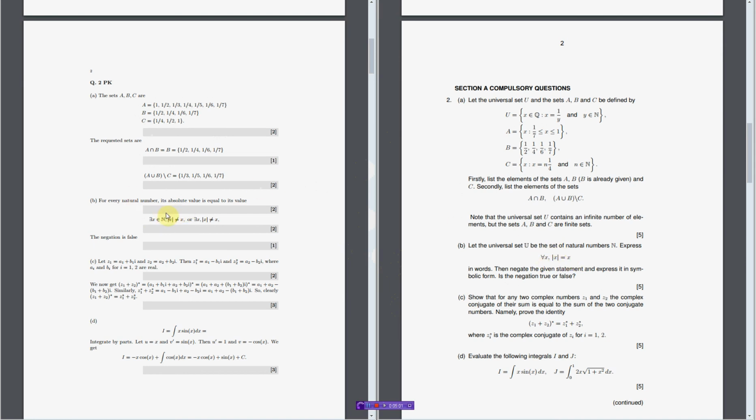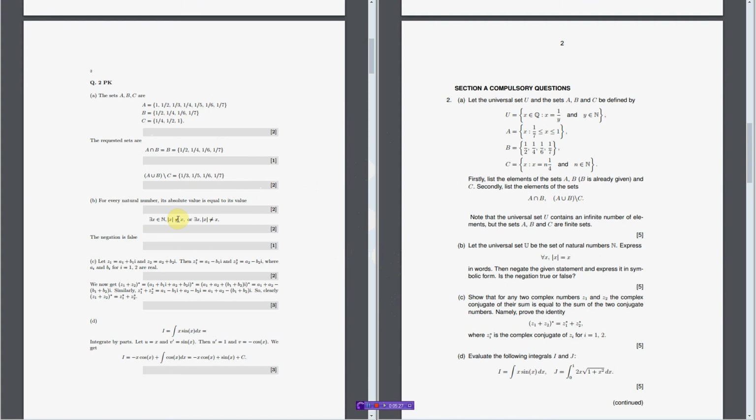Is this statement true or false? Well, since x is restricted to being in the natural numbers, the negation statement that we're looking at is itself false, because all natural numbers are equal to their own absolute value. So there cannot exist such an x such that this inequality is true.